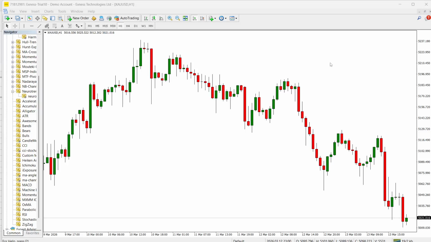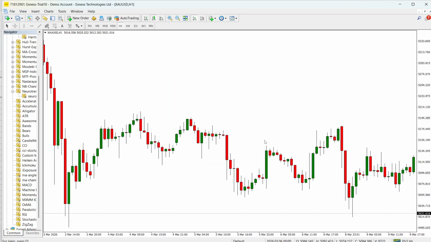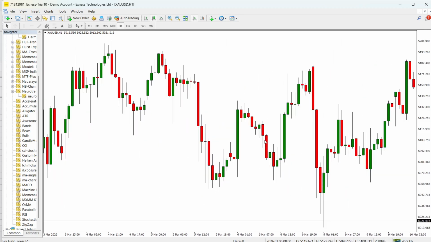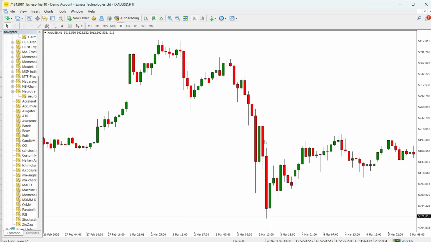Hello traders. Today we are looking at the NeuroTrend Indicator for MetaTrader 4. This is an adaptive trend detection tool that combines multiple inputs to assess market direction.